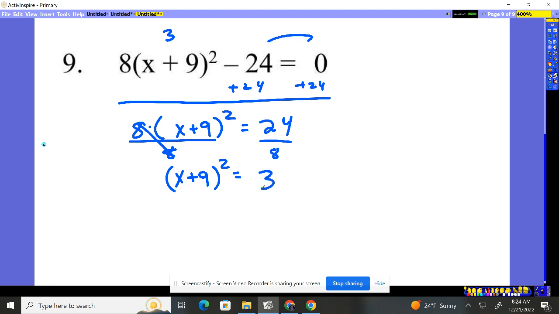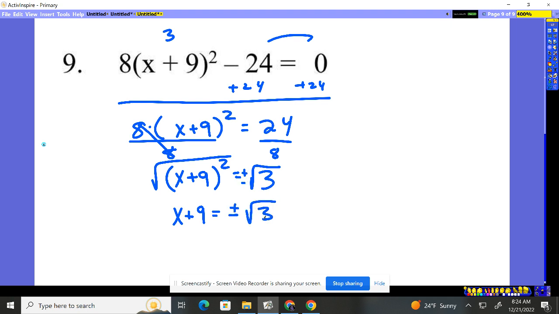Now, how do I get rid of the squaring? We're going to get messy stuff here. That's perfectly fine. I'm going to take the square root. Taking the square root of this side, I'm left with x plus 9 here. And when I take the square root, it's going to be a plus or minus. So this is a plus or minus square root of 3.